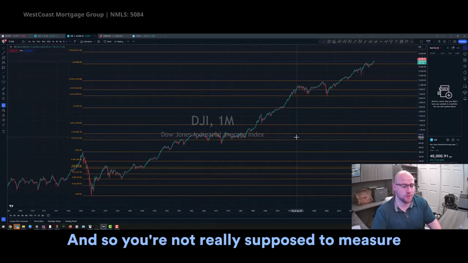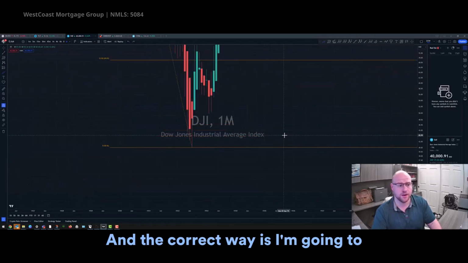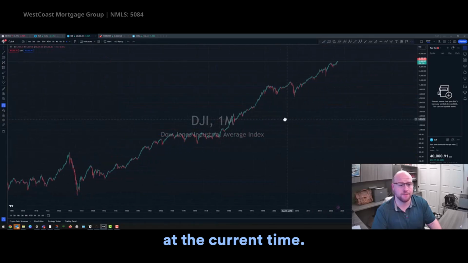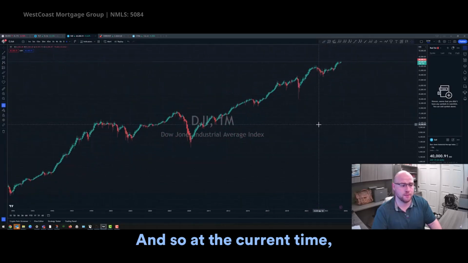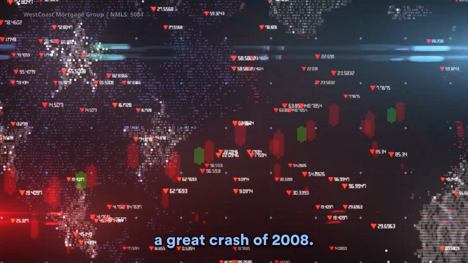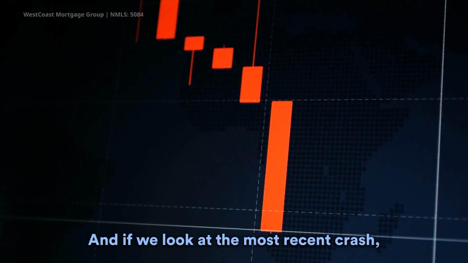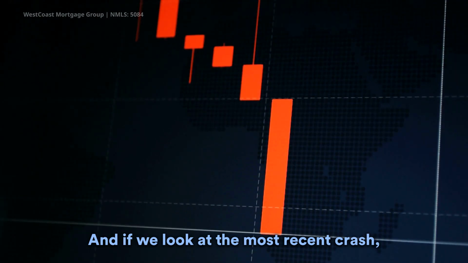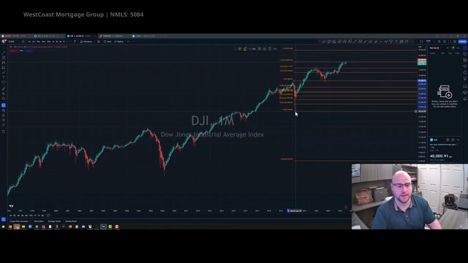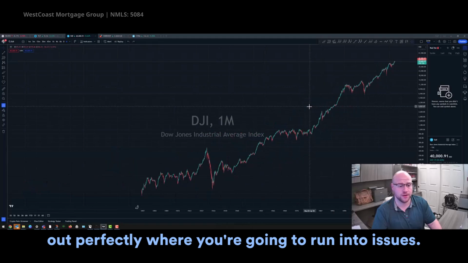And so you're not really supposed to measure 100 years ago, so I'm going to actually do it the correct way. And the correct way is I'm going to go ahead and measure what it would be at the current time. And so at the current time, I'll start back in 2007. If we go to 2007, a great crash of 2008, sure enough, those lines get even closer. And if we look at the most recent crash, which was 2020 and COVID, those lines get even closer, and it maps them out perfectly where you're going to run into issues.